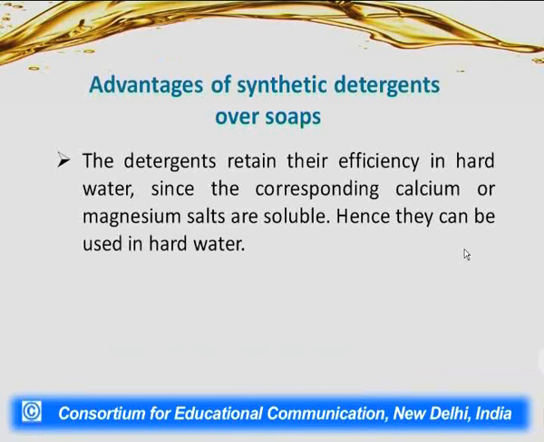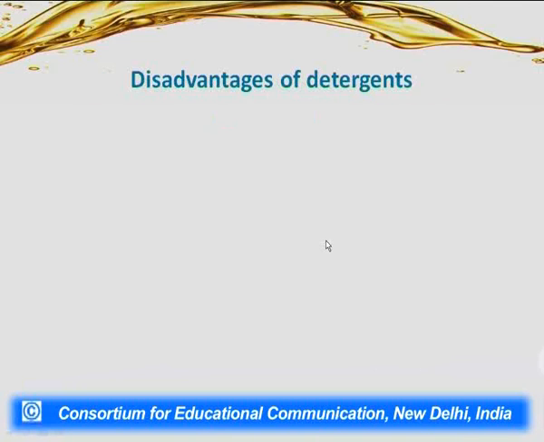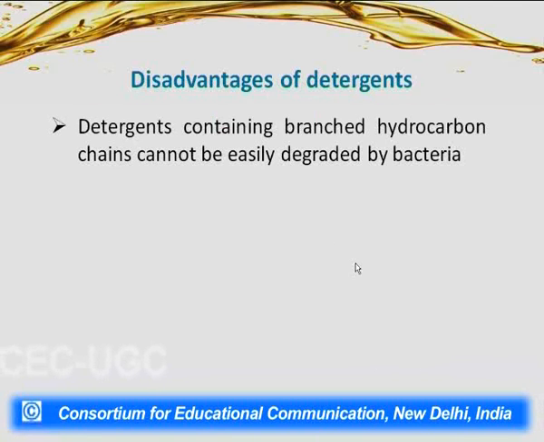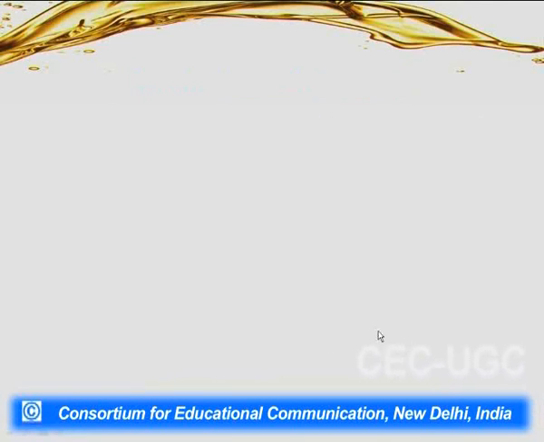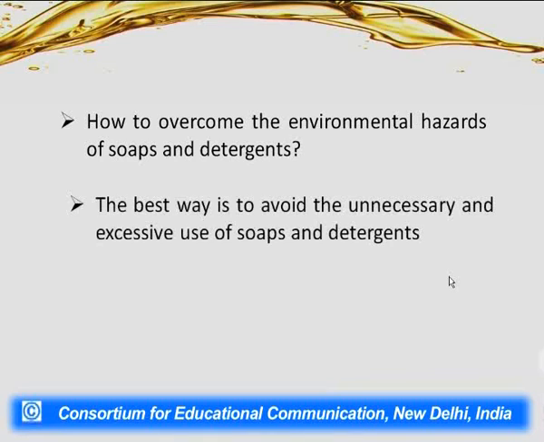Then advantages of synthetic detergents over soap. Detergents can be used in hot water as well as they can be used in acidic medium because they are neutral. There are certain disadvantages of the detergents also because they contain some branch chain hydrocarbons which are not easily biodegradable. Then how to overcome the environmental hazard of soaps and detergents? Although both are useful, both are causing certain environmental hazards also. The best way is to avoid the unnecessary and excessive use of soaps and detergents.